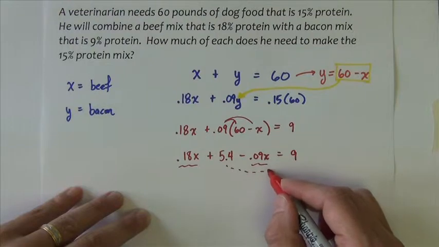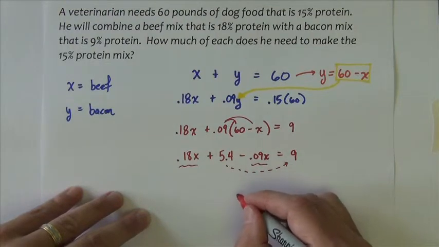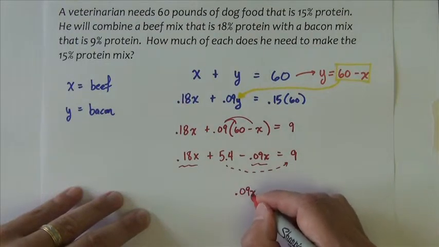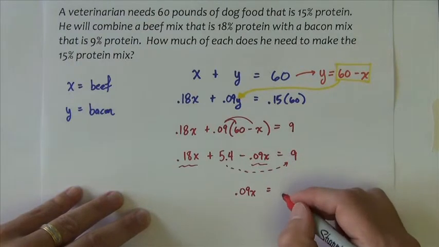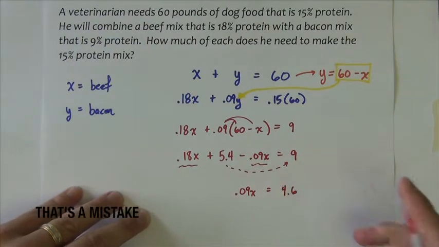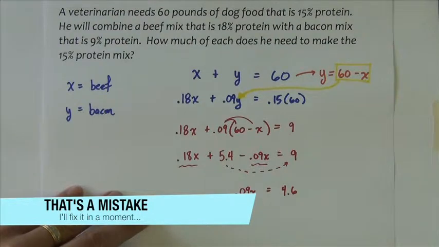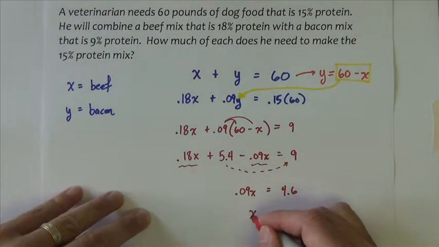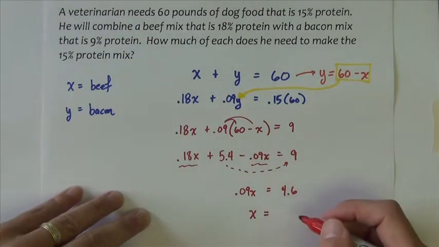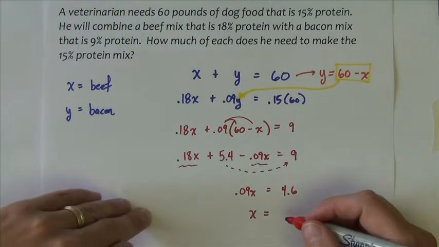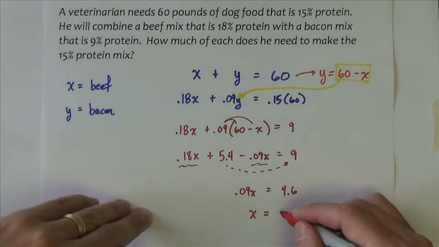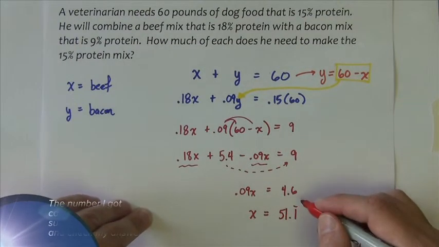I'm going to take this 5.4 over here. So I've got 0.09x equals 4.6. And if I divide 4.6 by 0.09, I get x to be, looks like, 51.1 repeating.